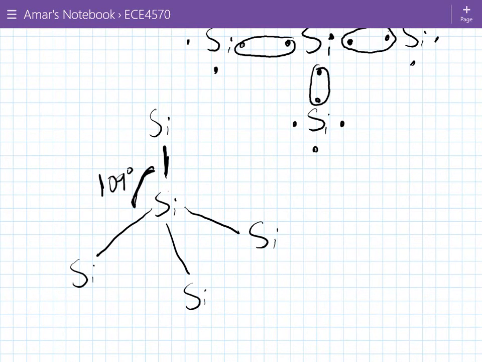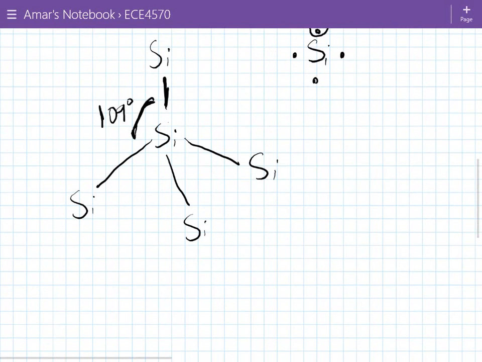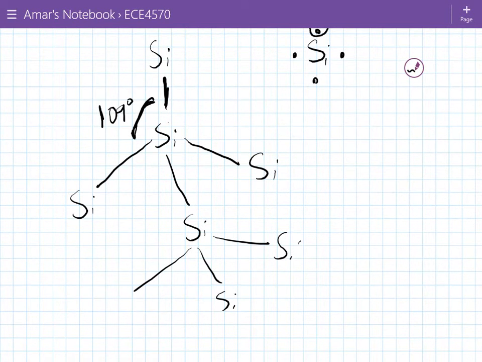So this is the chemical structure of silicon. And of course, this atom is also connected to four other atoms around it. So it looks something like this. All the silicon atoms are connected to four other silicon atoms around it.